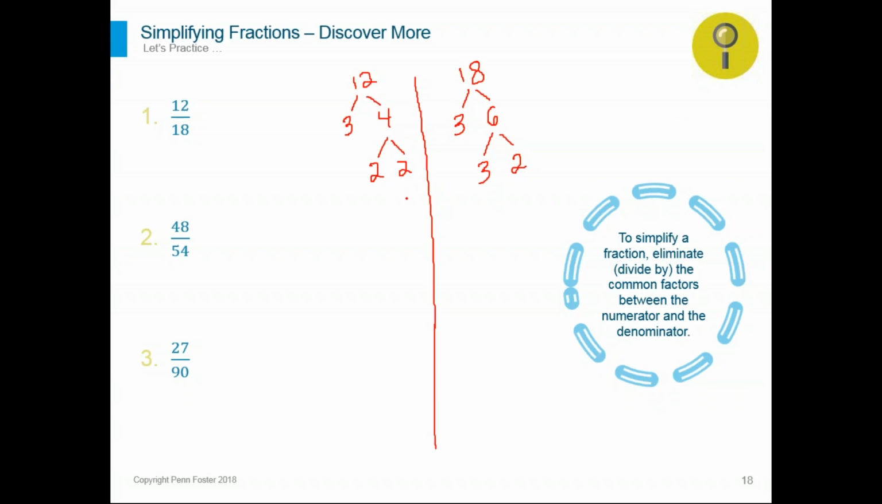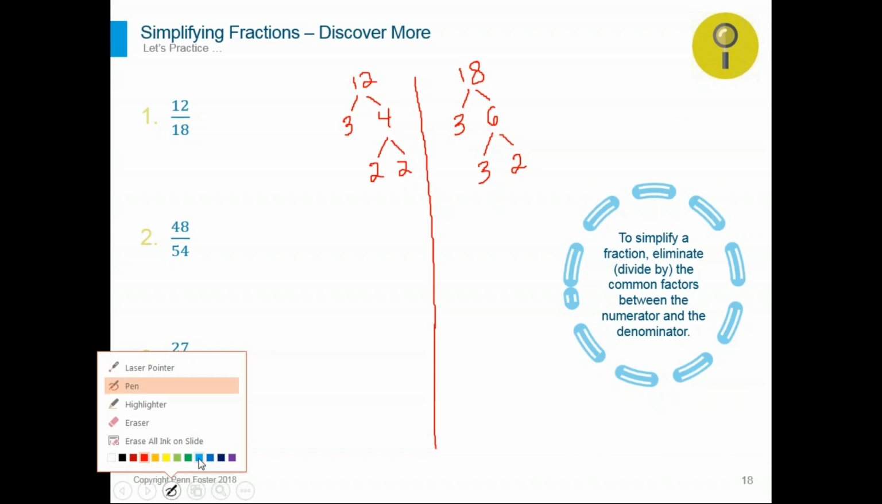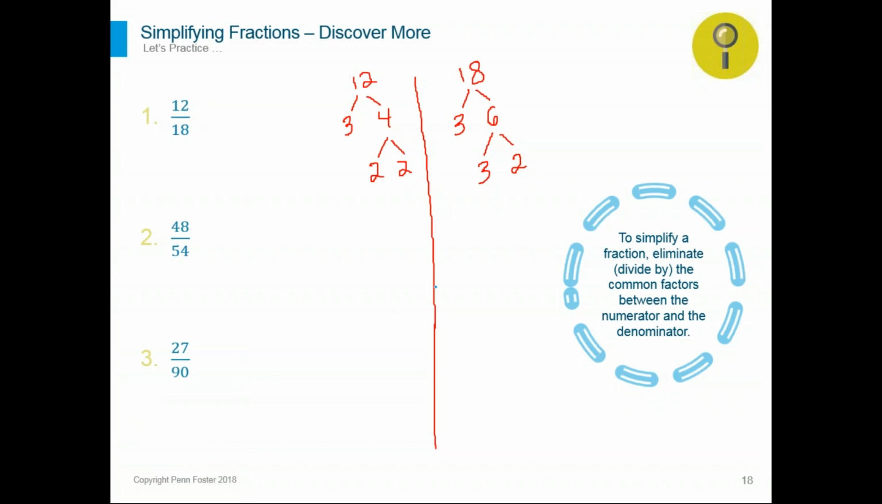What are the common factors? The factors that you see at the end leaves of that tree that are shared between the 18 and 12. This is the manual way. This is the step-by-step way. I'm going to show you that method, and it's up to you if you want to use it or not. I'm going to circle the ones that are common. 3 is common. So 3 is a common factor, and also one of the 2's is common.